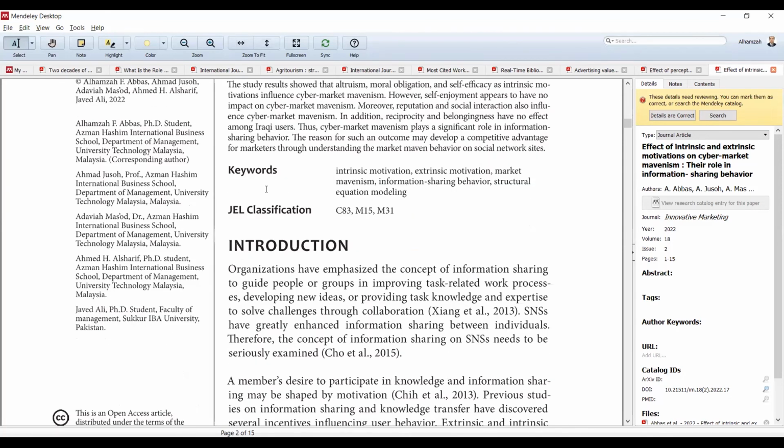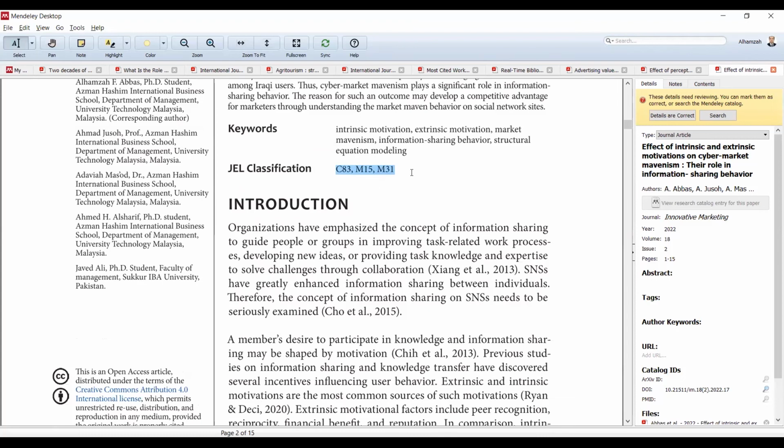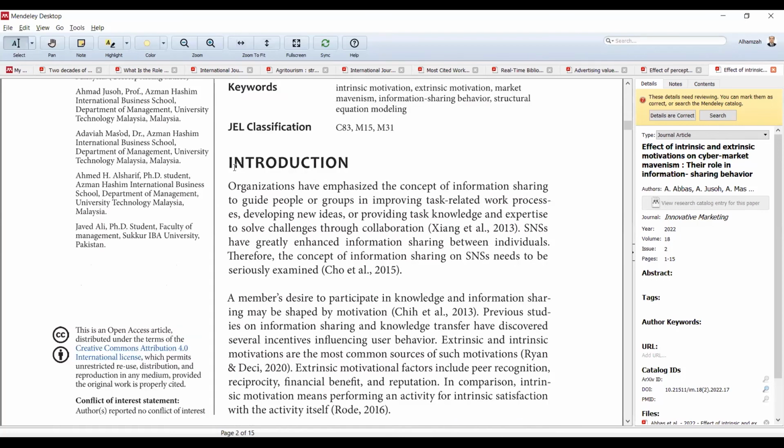All right, and here also is the JEL classification. This is talking about the classification of the scientists. We are not going to talk about this. Maybe another time we will talk about it in detail, because right now we just concentrate on the content of the paper. Okay, so here you see this is the introduction.